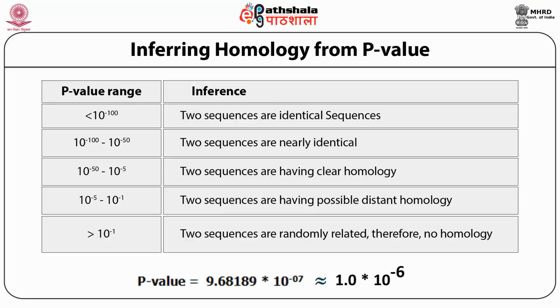Since the p-value in the present case is approximately equal to 10 raised to the power minus 6, and this falls between 10 raised to the power minus 5 and 10 raised to the power minus 50 range, therefore the two sequences involved in the present alignment have clear homology.